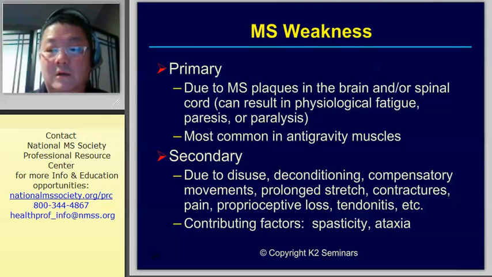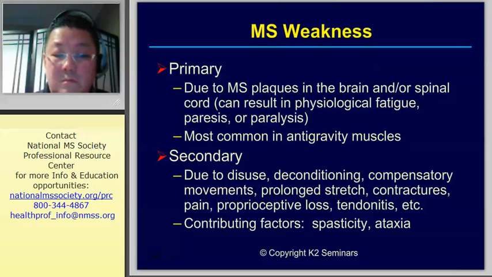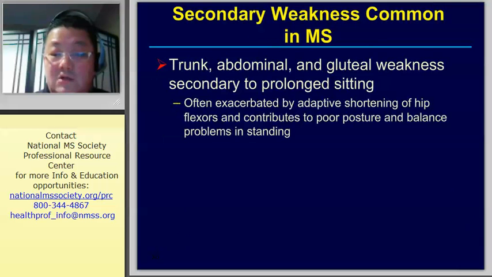When we deal with primary weakness in MS, this is due to the MS plaques in the brain or spinal cord. Again, we're talking about fatigue, paresis, or paralysis, common in anti-gravity muscles. Secondary weakness is due to disuse, deconditioning, compensatory movements, prolonged stretch, contractures, pain, proprioceptive loss, tendonitis, etc. Contributing factors are the spasticity and the ataxia, both of which we can address very, very nicely.